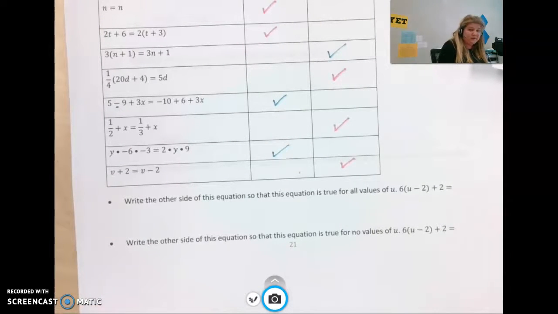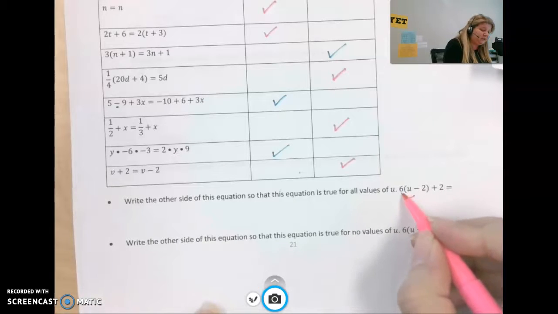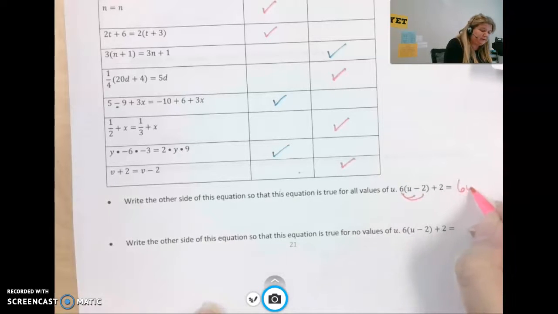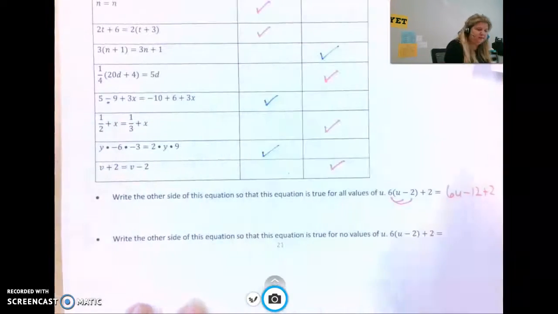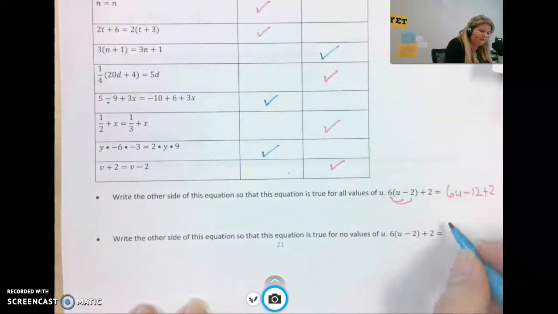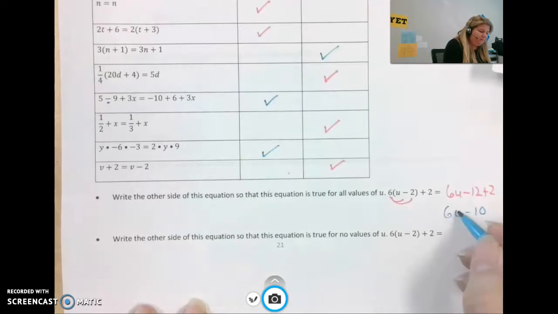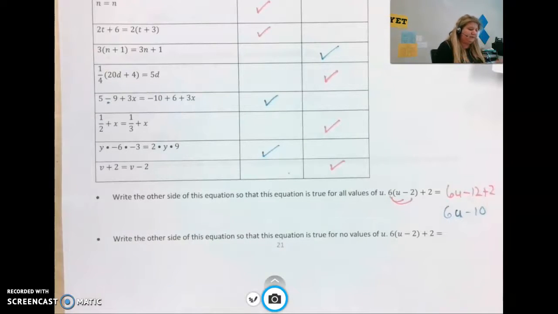So one way I could do that, I could just distribute here and I could say 6u minus 12 plus 2. I could also simplify that and put 6u minus 10. There's lots of different ways I could do it. These are probably the two most common.